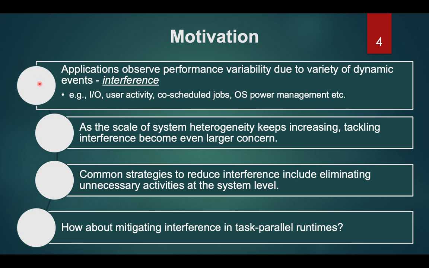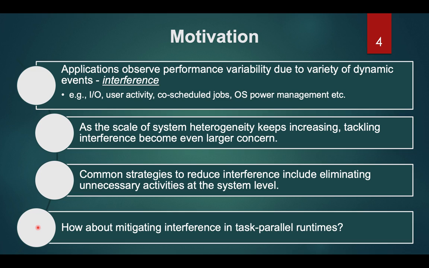Applications observe performance variability due to a variety of dynamic events, collectively called interference. For example, I/O events, user activities, co-scheduled jobs, and OS power management, to name a few. As the scale of the system heterogeneity keeps increasing, tackling the interference becomes an even larger concern. And it is particularly bad for parallel applications because of synchronization and resulting load imbalance. Common strategies to reduce interference include eliminating unnecessary activities at the system level.